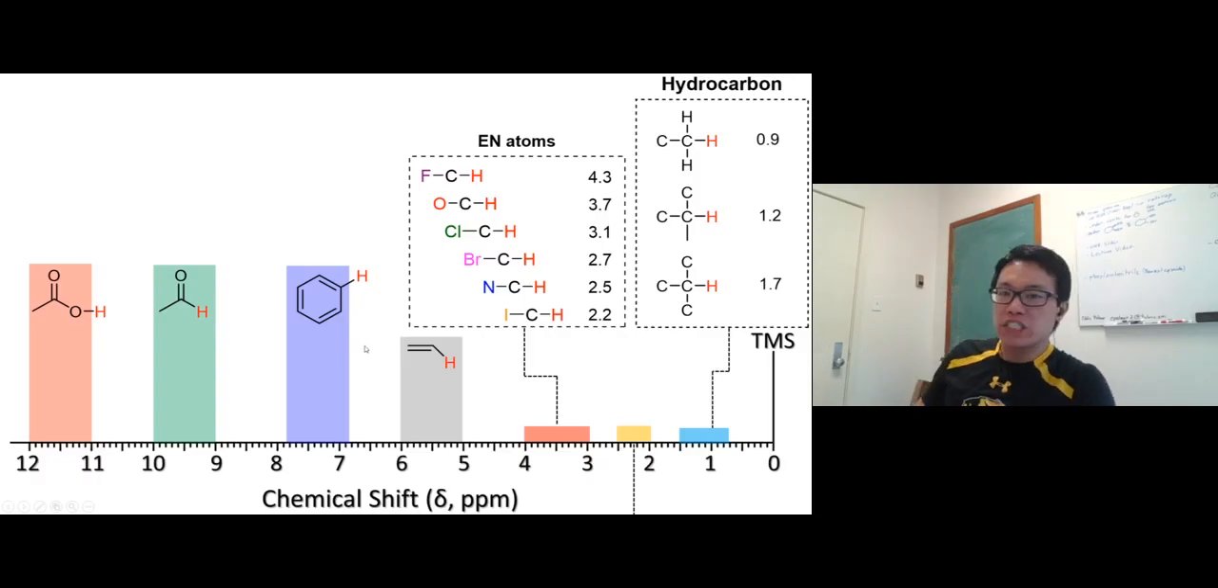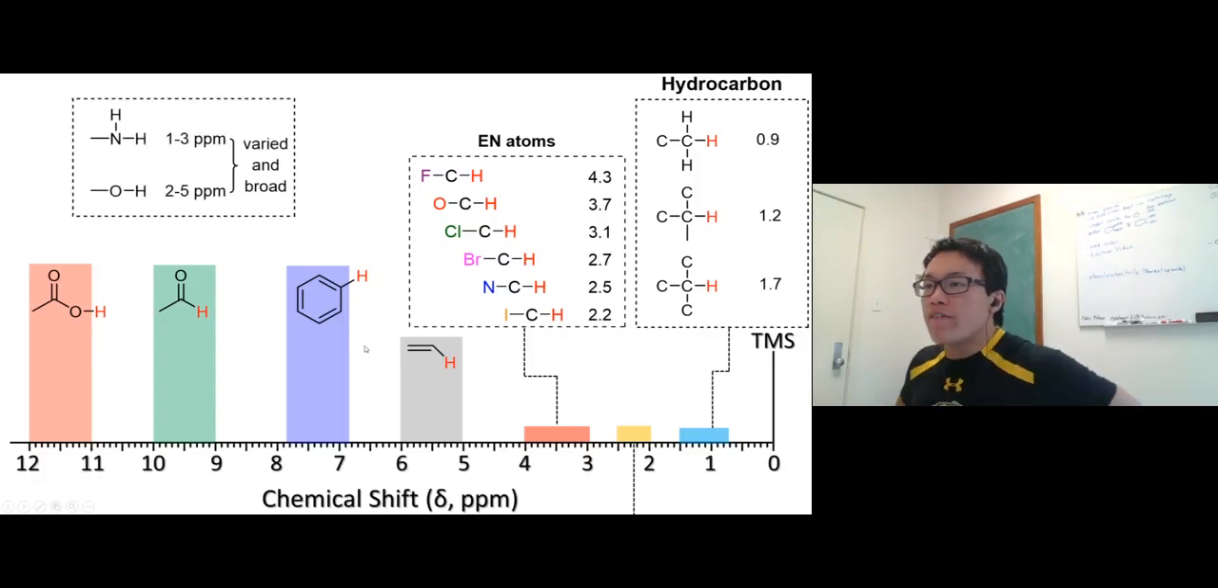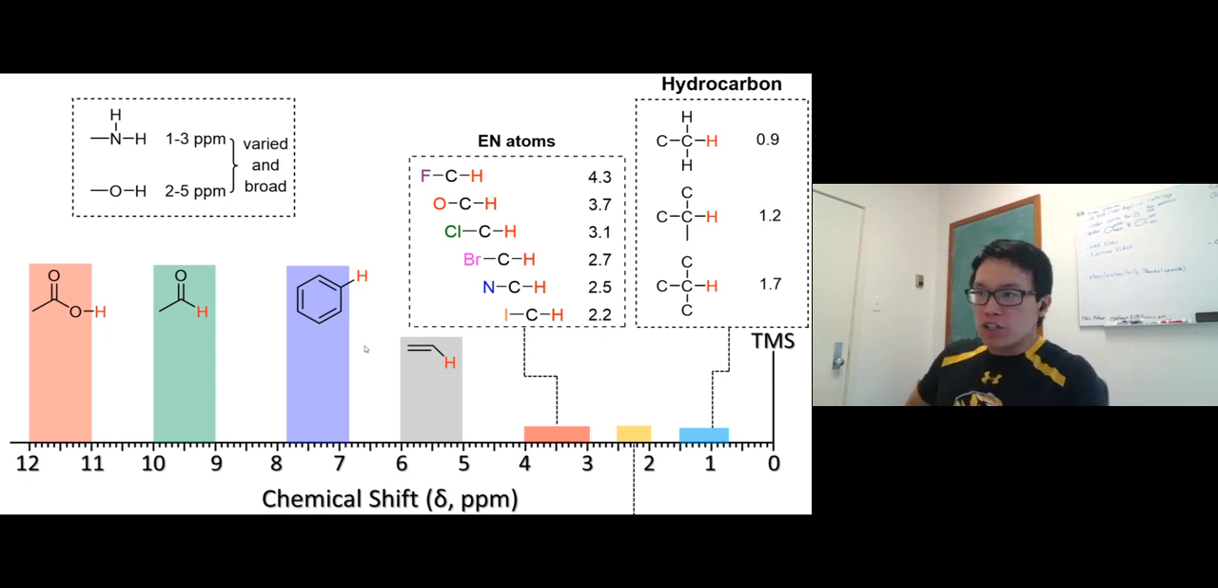All right, last one about chemical shift. So we also have chemical shift of alcohol and amine. The proton signal of these functional groups is generally broad. We have 1 to 3 ppm for amine and 2 to 5 for alcohol.